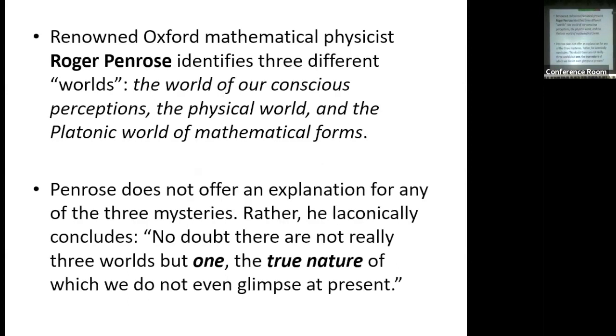Now, there's a very interesting quote by Roger Penrose, Nobel laureate. He says that there are three different worlds: the world of our conscious perception, the physical world, and the Platonic world of mathematics. And he further says that no doubt there are not really three worlds, but one, the true nature, of which we do not even glimpse at present. This is a quote which I like. Now here I will try to show you how these three worlds are not different, they are one. Even though Roger Penrose did not explain it, I'll try to explain it in my way.